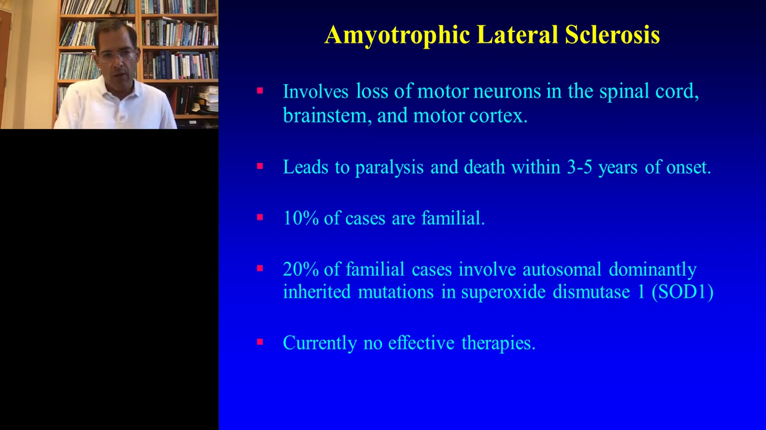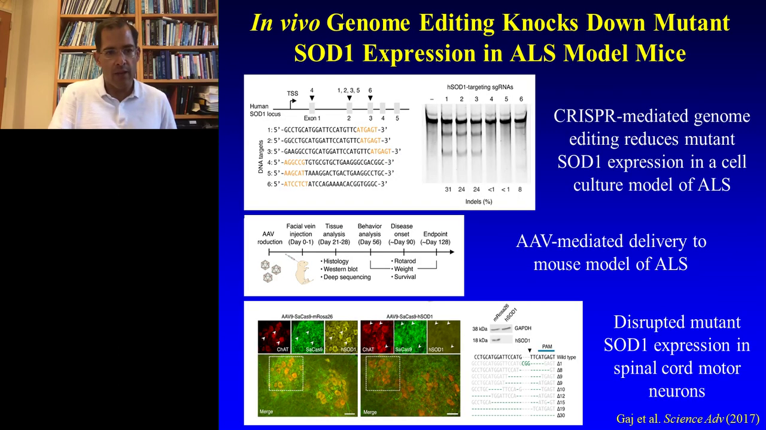But right now, I'd like to talk about amyotrophic lateral sclerosis, or Lou Gehrig's disease, which involves the loss of motor neurons within the spinal cord, brainstem, and motor cortex, and leads to, within 3 to 5 years of onset, paralysis and ultimately death within patients. So around 10% of ALS cases are familial, meaning that the blame for this condition can be attributed to mutations within specific inherited genes within the genomes of those patients. And of the familial cases, 20% of those are due to mutations within a gene called superoxide dismutase 1, or SOD1. And these are inherited in an autosomal dominant fashion, so you can't treat the disease necessarily by adding DNA to the genome. What you really want to do is to erase DNA. You want to knock out a gene. And currently, unfortunately, there are no effective therapies for ALS.